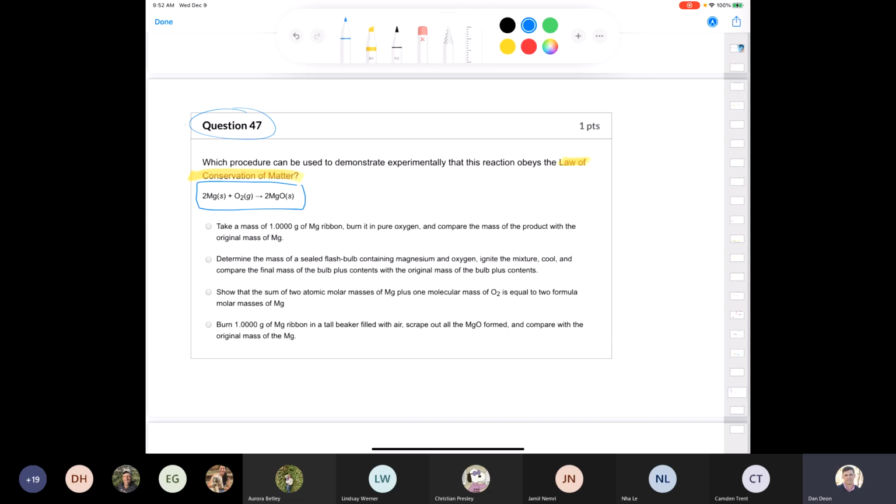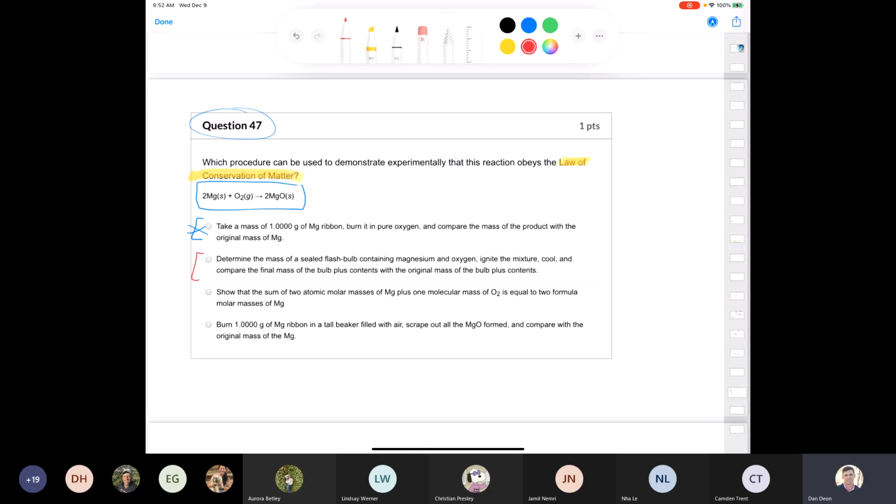What's the way I could phrase this? It doesn't prove the fact that matter was neither created nor destroyed. Right? It doesn't, in fact, prove that because you don't know how much oxygen it reacted with, if you're talking to somebody who doesn't understand anything about moles. So let's take a look at these answers. It says take a mass of 1 point something grams of magnesium, burn it in pure oxygen, then compare the mass. That's what I just said. That's not a way to represent the law of conservation of mass because you don't know how much oxygen you started out with.